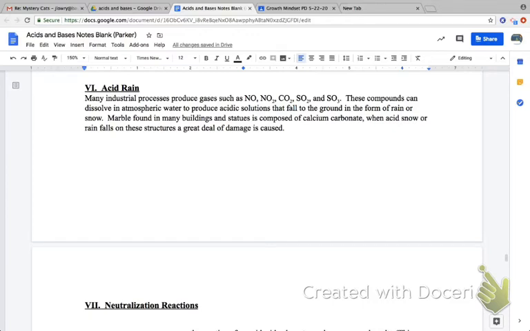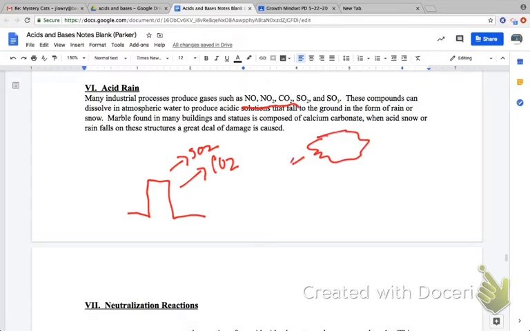There's a lot of industrial processes that produce gases like nitrogen monoxide, dioxide, carbon dioxide. So you may have a plant, please ignore my drawing, that's producing all these gases, CO2, SO2, and then it rains. So that gives me some H2O.